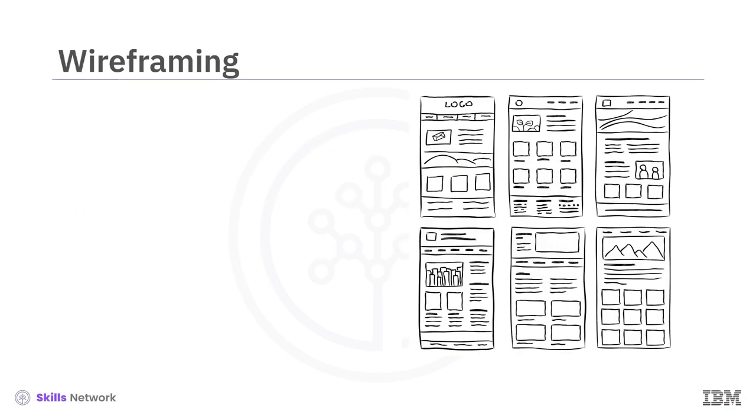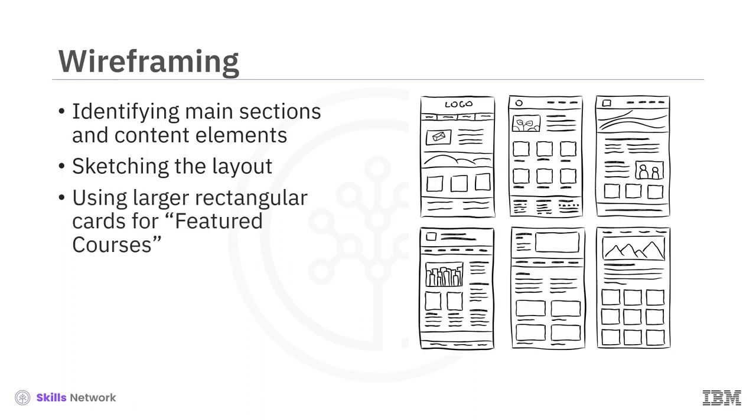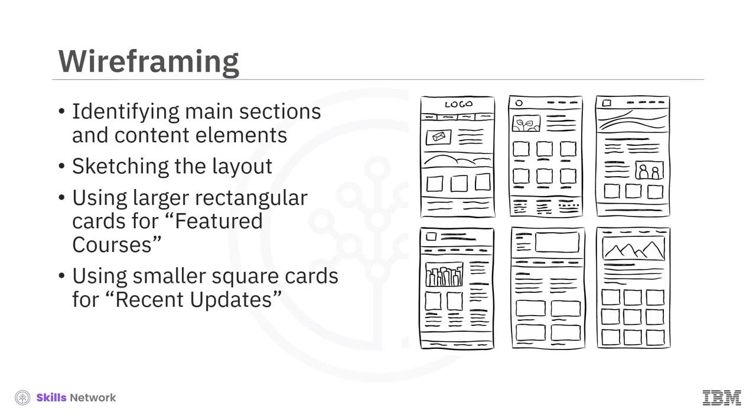Let's now talk about designing the wireframes of the homepage. Begin with identifying the main sections and content elements to include, as you did while planning the content. Using pen, paper, and cards, sketch the layout, determining the key sections and modules to include, such as menu, featured courses, recent updates, and search bar. For example, consider using larger rectangular cards for the featured courses section to allow for better visual impact. For the recent updates section, smaller square cards may be suitable to display concise information.